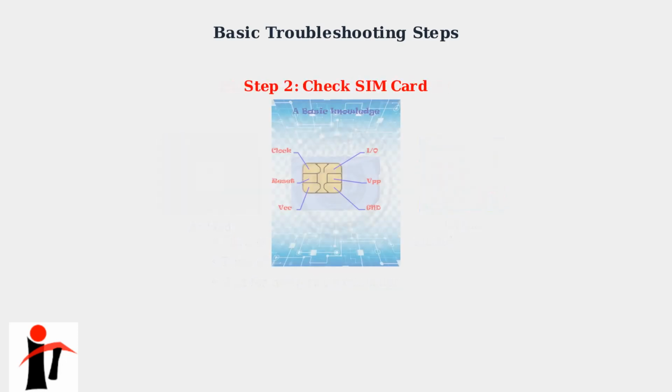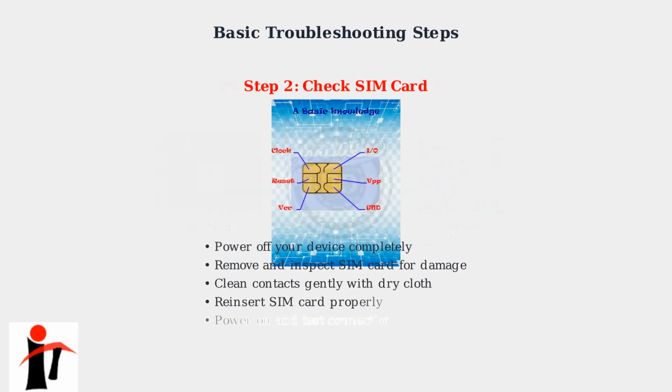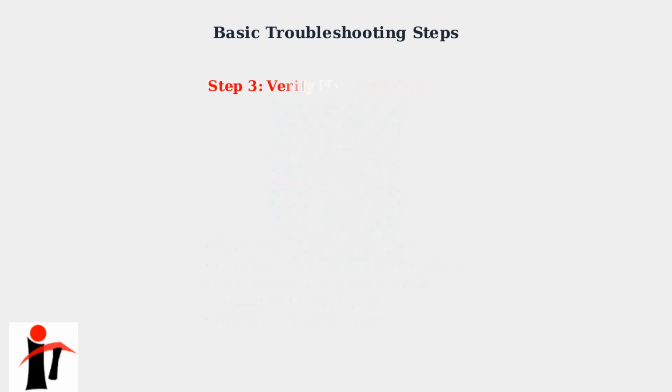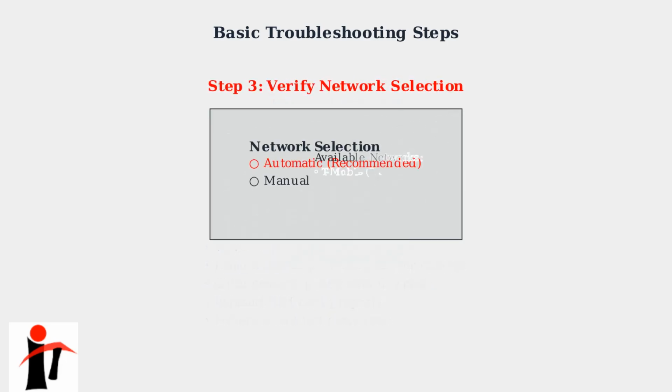Next, check your SIM card. Power off your device completely, then remove and inspect the SIM card for any visible damage, scratches, or dirt on the gold contacts. Clean the contacts gently with a dry cloth if needed, then reinsert the SIM card properly and power on your device. Verify that your network selection is set to automatic.